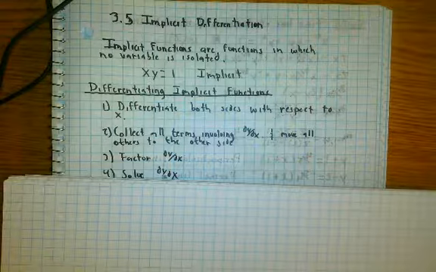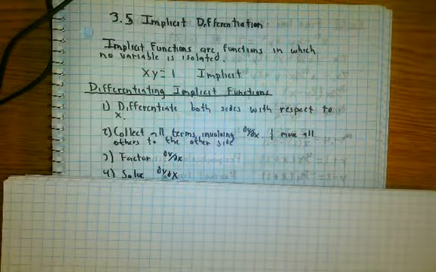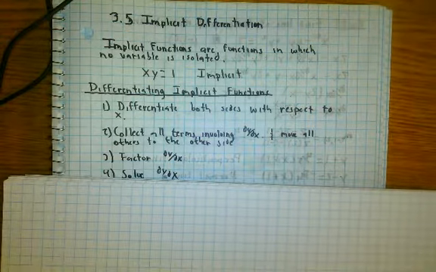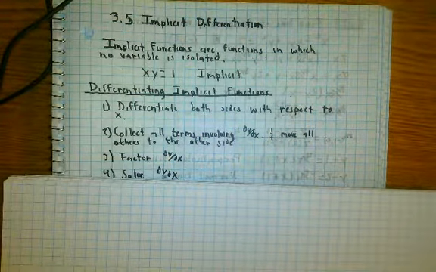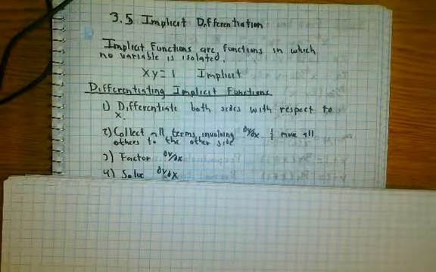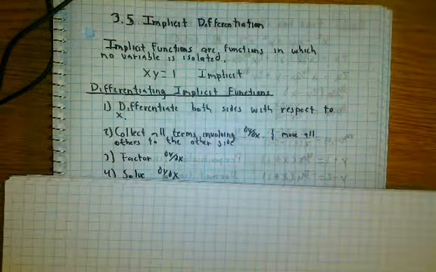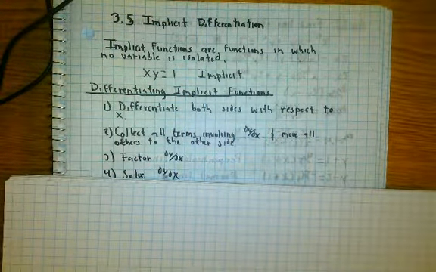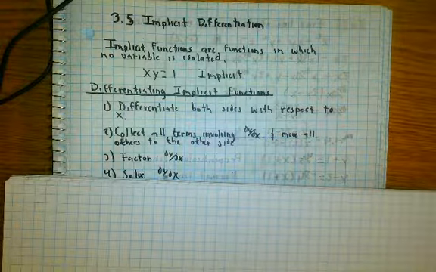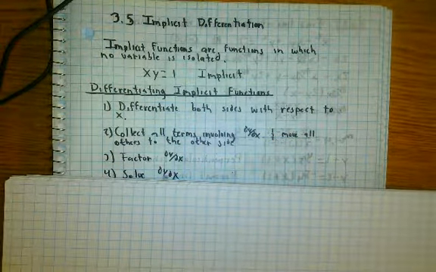First of all, what it means to be implicit. I need to make sure that you understand what that is. Implicit functions are functions in which no variable is isolated. That means you can have variables on both sides. An example is this one that I have here, x times y equals 1. That's implicit. Do you see how both variables are on one side? That means not one variable is isolated.